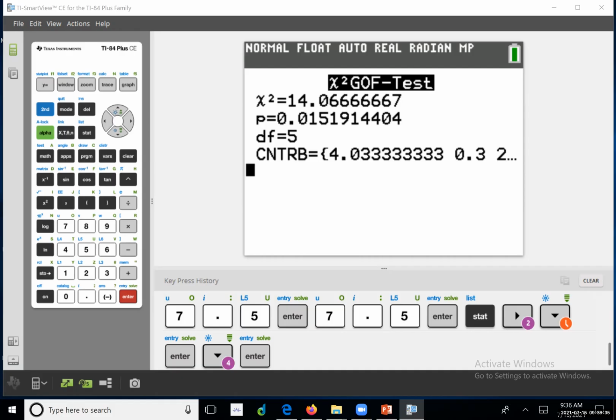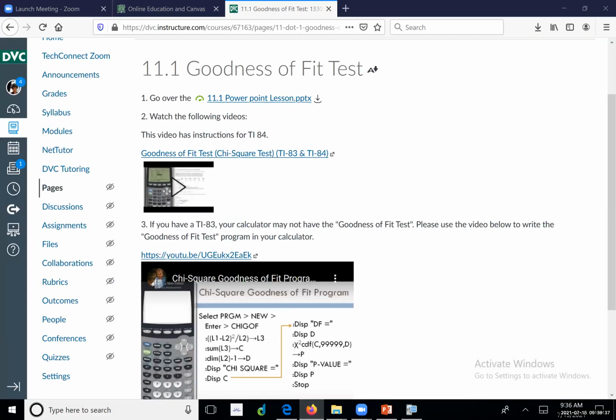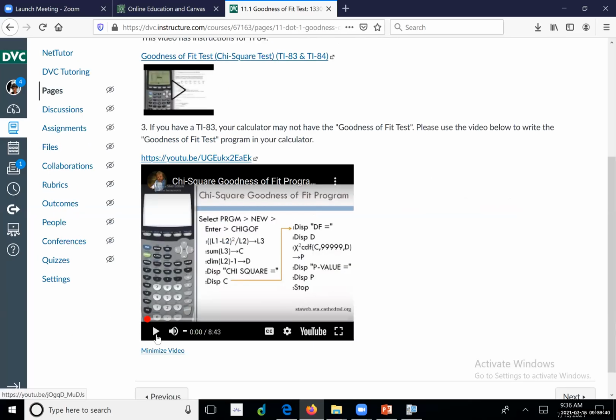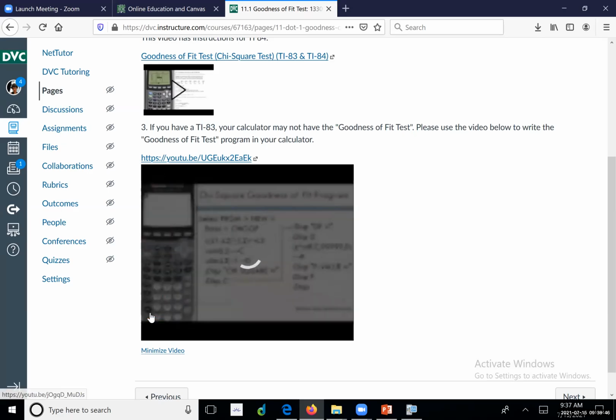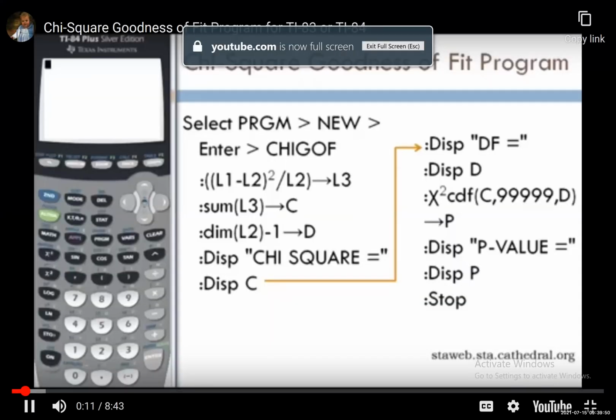So let's go to the video, because I would teach it off of the video too. I mean, I would do the same thing as this video would do. But not all TI-83 and TI-84 calculators come with it.